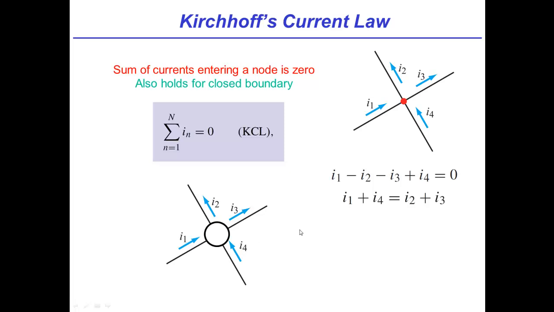Wait, so you're saying any closed surface in a circuit. In this case, you've got this circle. I don't know what's in that circle, right? I mean, it could be anything. Correct. Let me be clear. The sum of all the currents entering that volume or area equals 0. That always holds. Correct. Oh, that's pretty interesting.